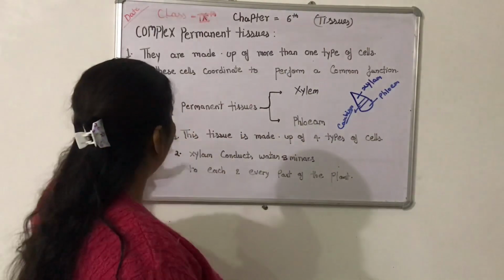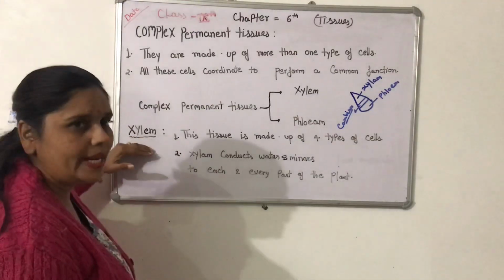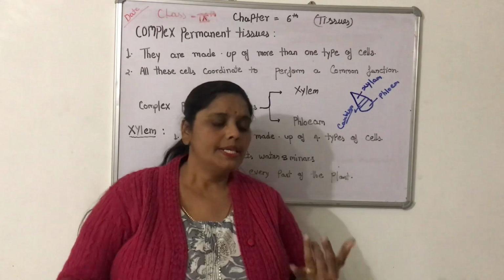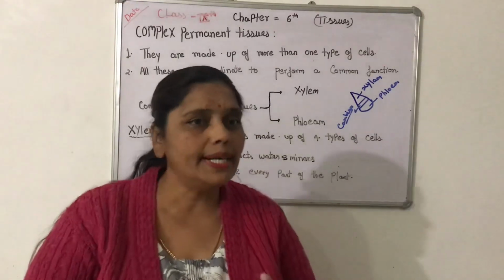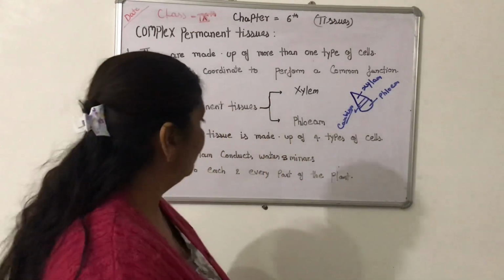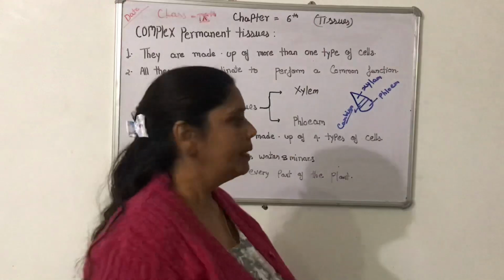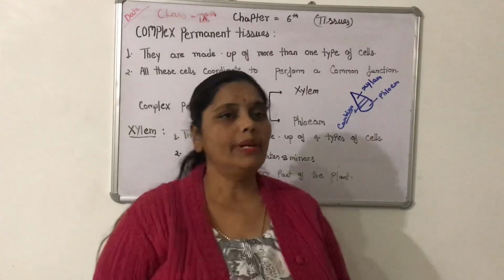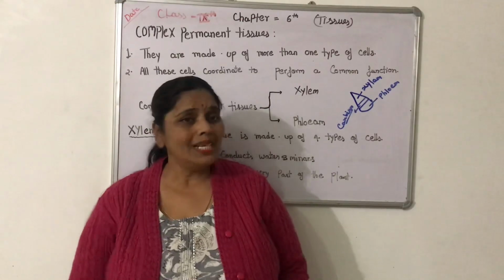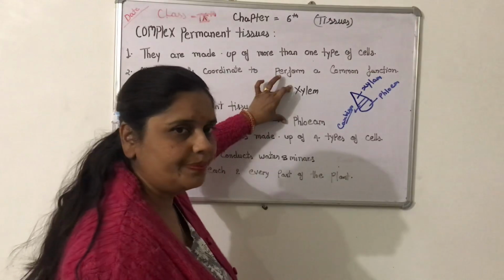Today we will study the xylem, the structure of the xylem. Xylem is made up of four types of elements: xylem vessels, xylem tracheids, xylem parenchyma and xylem fibers. If I see the function of the xylem, they conduct water and minerals to each and every part of the plant. So these are the conductive tissues.